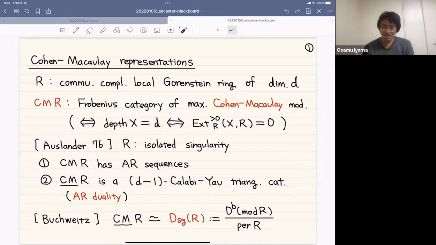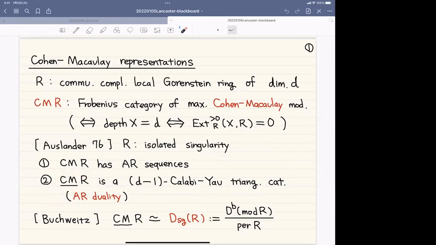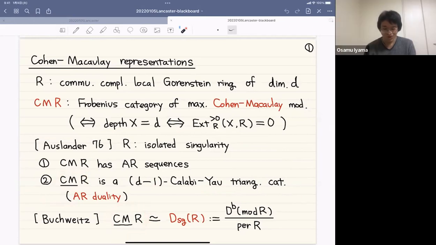Another very well known result on this Frobenius stable category is that it is equivalent to the so-called singularity category, which is defined as the Verdier quotient of the bounded derived category of finitely generated R-modules, modulo the subcategory of all perfect complexes.